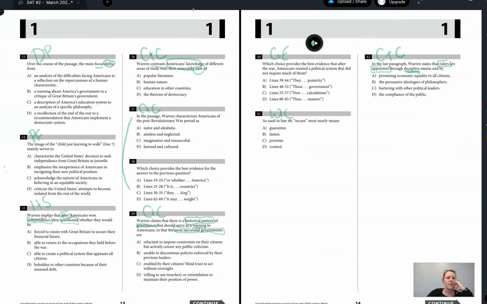Focus shifts from an analysis of the difficulties facing Americans to a reflection on the repercussions of a human characteristic.